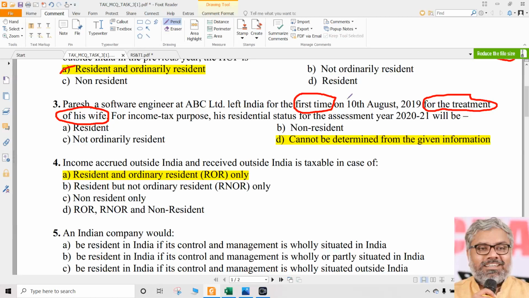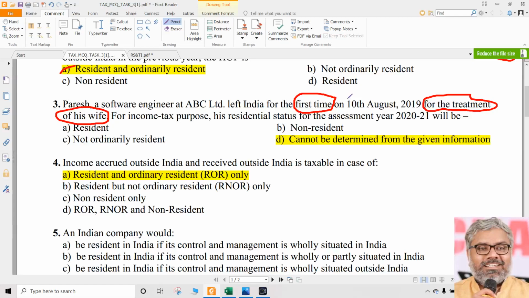When can we say that he is in the exceptional category? When that person, any citizen, is leaving India for the purpose of employment, including self-employment. That is okay. For the treatment of wife, for going out and watching some places as a tourist, no, that is not an exception. So definitely this person, though he did not stay for 182 days. Did he stay for 182 days? That also you can check.